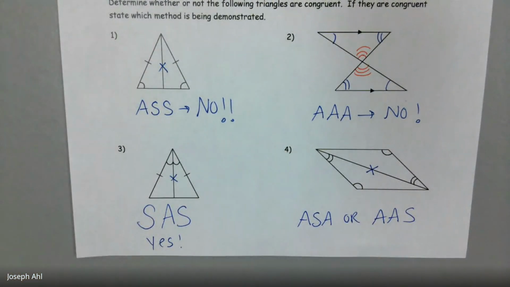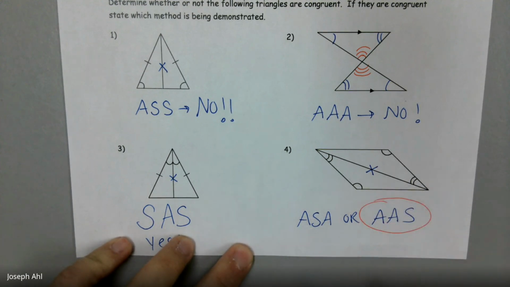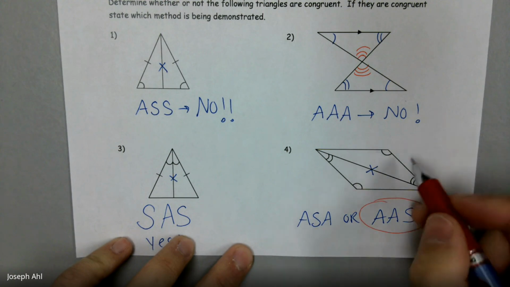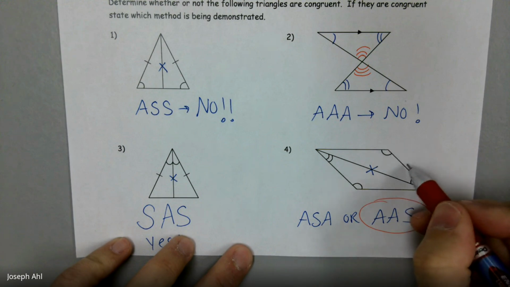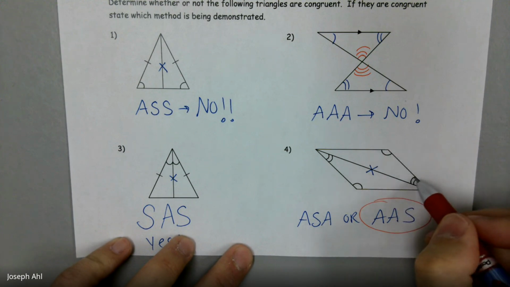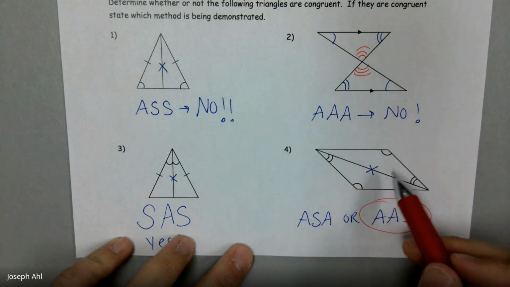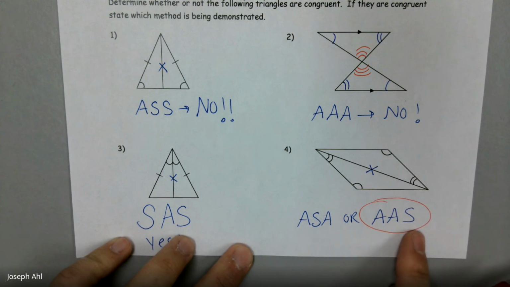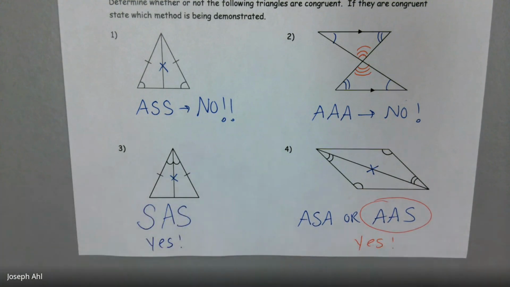I'll give you a second to think about that while I find a different color here. Which one is it? Drum roll, please. The final answer is, it is angle, angle, side, okay? If this was marked right here, the side would be sandwiched between the 2 angles. I think of the angles as a piece of bread and the side right in the middle, okay? But since the side is not included between those 2 angles, it's off to the side. Angle, angle, side is the method that says, yes, these 2 triangles are congruent.